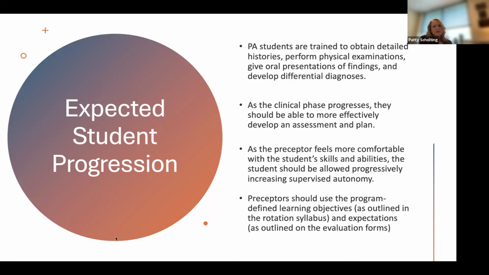As the preceptor feels more comfortable with the student's skills and abilities, the student should be allowed to progressively increase supervised autonomy. Preceptors should also use program-defined learning outcomes, opening up that syllabus that we sent you and looking at the rotation learning outcomes and the expectations as they're outlined on the evaluation forms, which you'll receive from us as well.